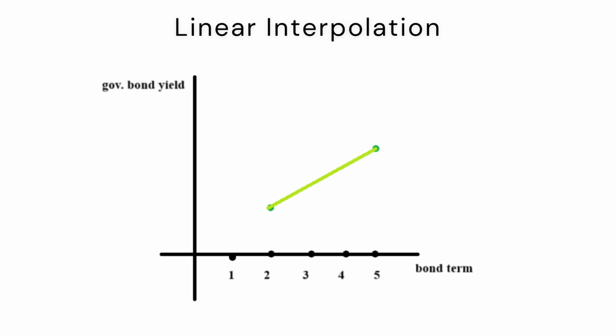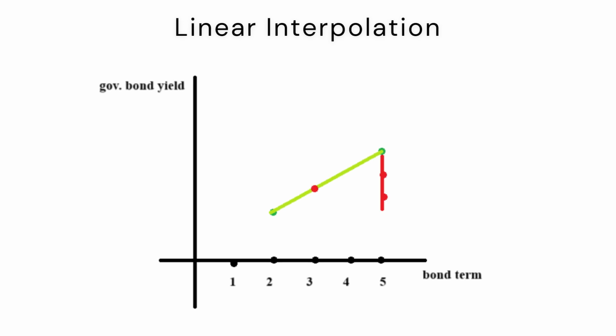Linear interpolation is an assumption where it is assumed that the yield between two maturities goes up or down linearly. This means that, every year, the yield increases or decreases by an equal amount.